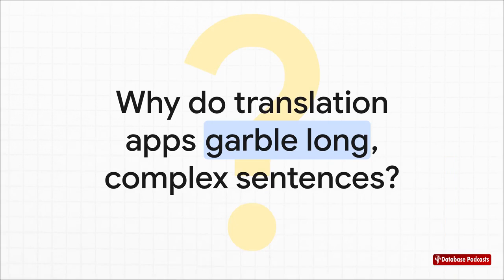You've probably seen this yourself, right? You pop in a short phrase like, "Hello, how are you?" And bam, the translation is perfect. But then you try to paste in a big, long, complicated sentence from an article, and what you get back is, well, it's a mess. So why does that happen? It's a classic issue that had researchers scratching their heads for a long time.